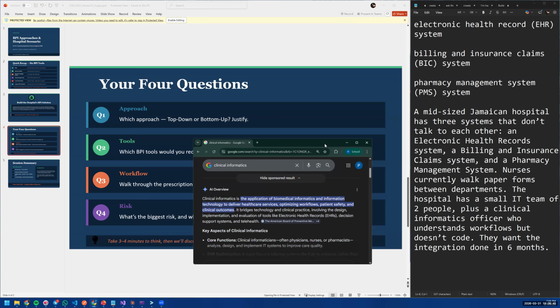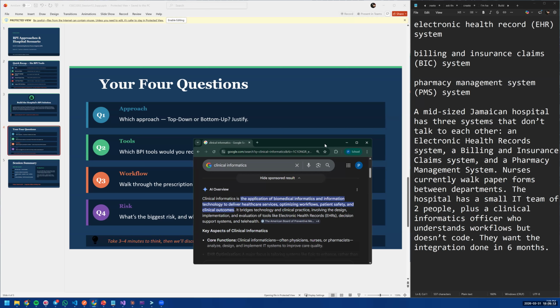So it says clinical staff need to drive the process design. The small IT team means that the business process-driven design is more practical. Patient safety requires the workflow to be mapped correctly before technology is applied, right? Clinical informatics officers are a key asset in this integration. They are the ones that understand the workflow the best and can lead the process mapping. Okay.